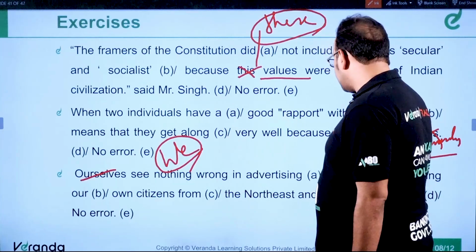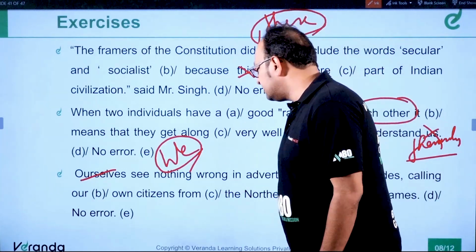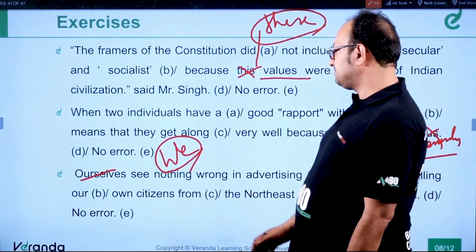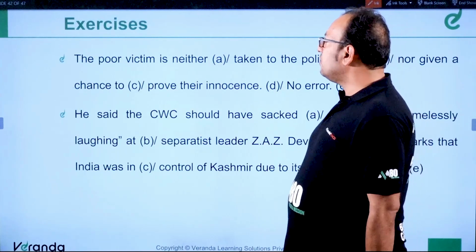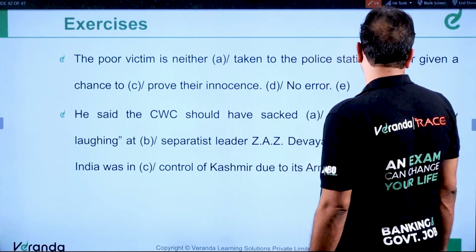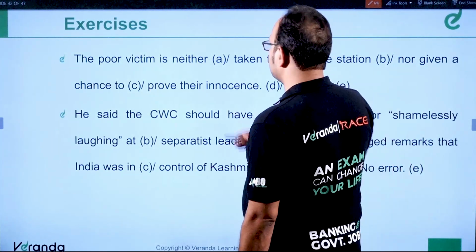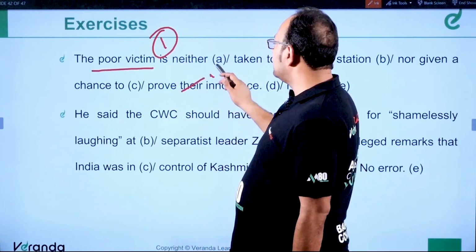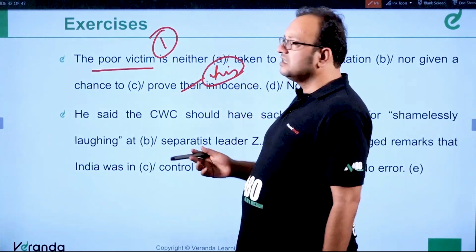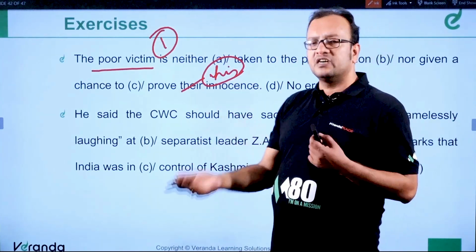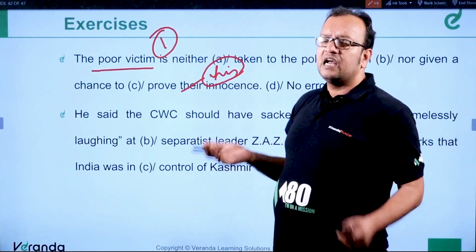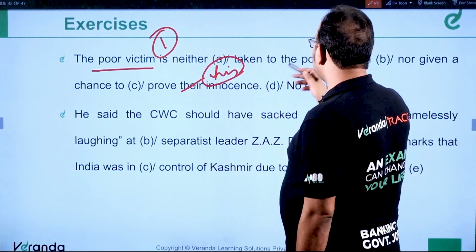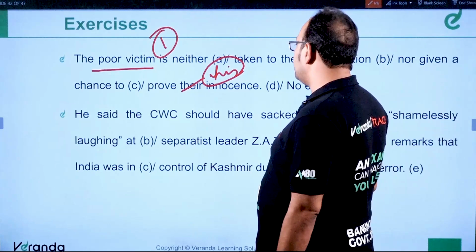We see nothing wrong in advertising for fair brides, calling our own citizens from the Northeast and South India names. Clear? It should be we. Moving ahead. The poor victim is neither taken to the police station nor given a chance to prove their innocence. Poor victim, one person, singular. So how come we can use their? It should be his. Victim is somebody who is a person, so we'll use his innocence. We can also use her innocence, but we'll prefer using his. I'm not being chauvinistic, but this is how we use it in grammar. So the poor victim is neither taken to the police station nor given a chance to prove his innocence.